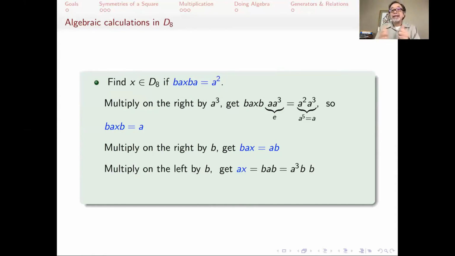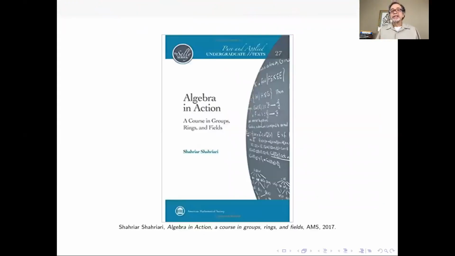But BA is A cubed B. And I have A cubed BB. And B times B is e, so I get A cubed. So far, I have AX equals A cubed. And so X is A squared, a 180-degree rotation. This is the end of this lecture. This was an example of a group, D8, a group that we will see often in the course of these lectures.